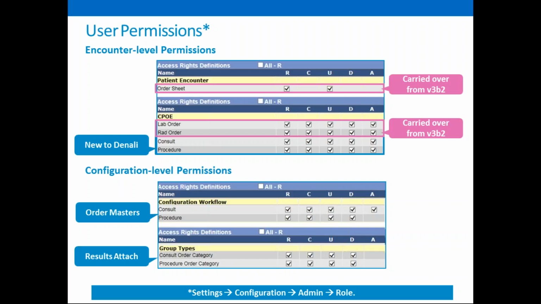So not only do you have the order sheet mechanism itself as an option on your encounter level, but you also have the individual order choices under CPOE for lab, radiology, consult, and procedure. And then if you also need to be able to manipulate the underlying master files, that requires configuration level permissions for those master files also. And as you see here at the bottom, there are new master files to go along with the consult and procedure workflows.